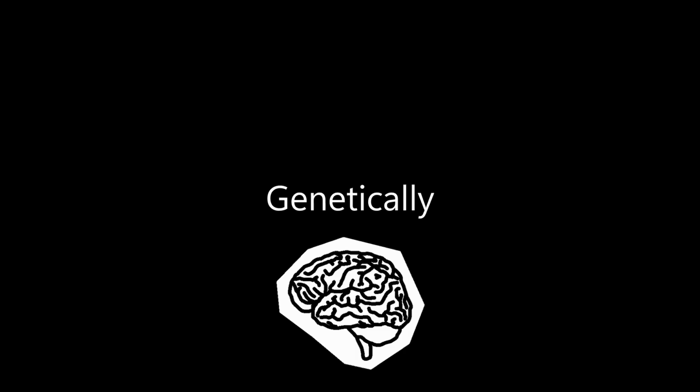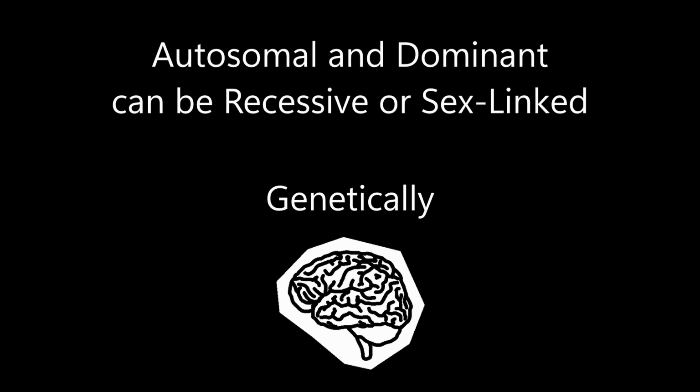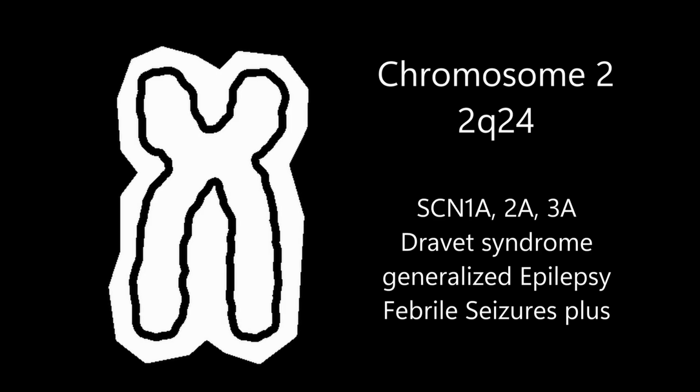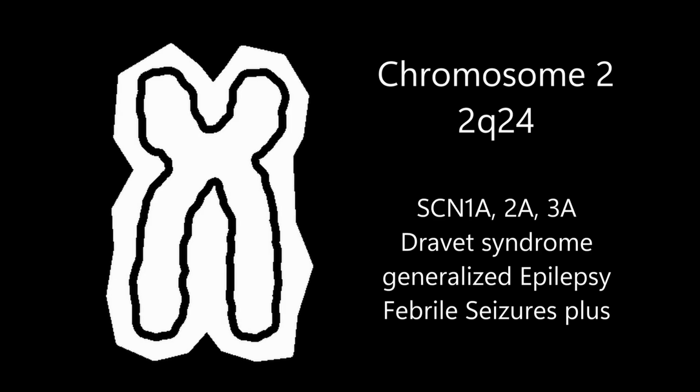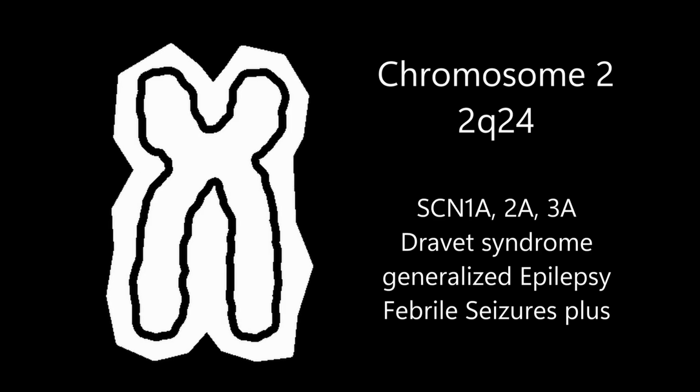Epilepsy, genetically caused, is mainly an autosomal dominant trait. However, in rare cases, it can be a recessive trait or sex-linked as well. The following list is of affected chromosomes and the type or trigger of epilepsy that goes with it, both voltage-gated and ligand-gated. Chromosome 2, 2q24, harbors SCN1A, 2A, and 3A genes, and those mutations are related to Dravet syndrome and generalized epilepsy with febrile seizures plus, or GEFS plus.